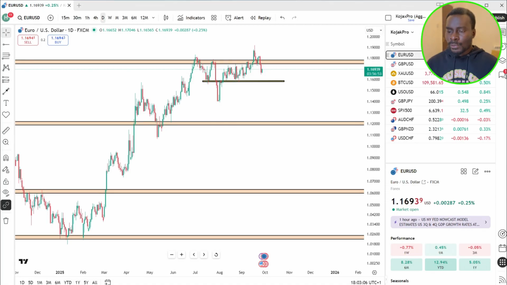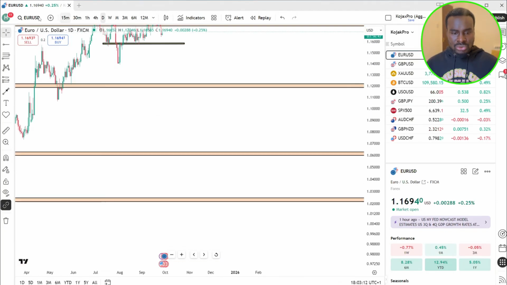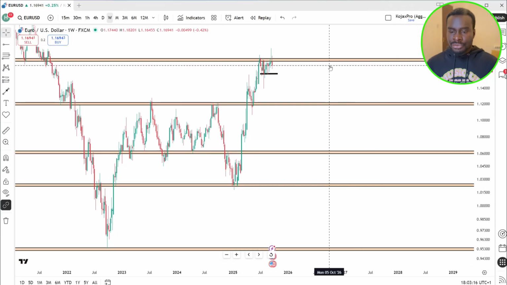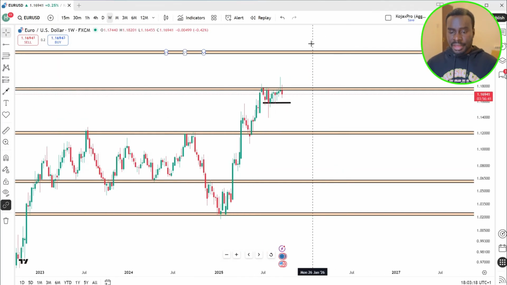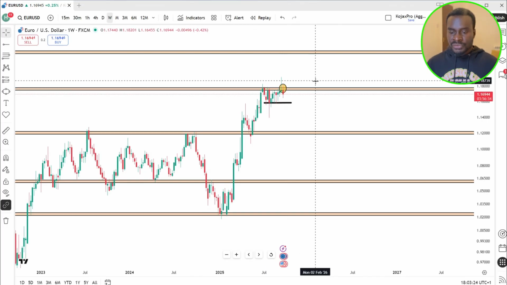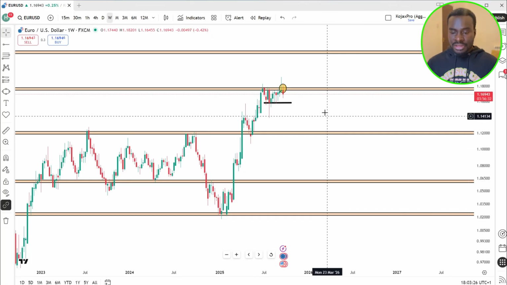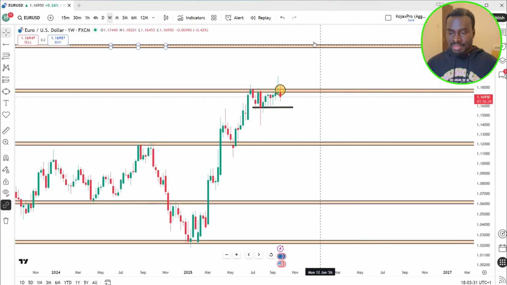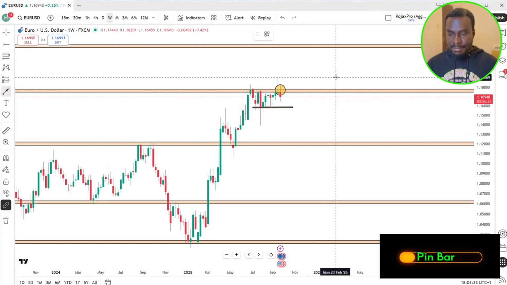So the first pair on my watch list is Euro USD. Now, Euro USD, earlier on in the week, I'm only going to start from the weekly time frame. So earlier in the week, we have seen that Euro USD came to this point right about here and started to reject. So the previous week showed the rejection there. So in case you guys don't know, what has happened for that particular level is what we call a pin bar.